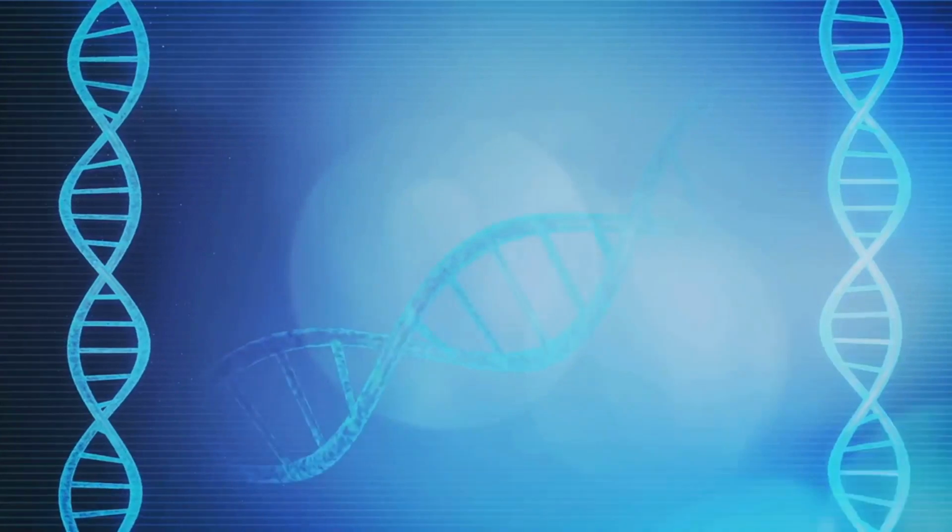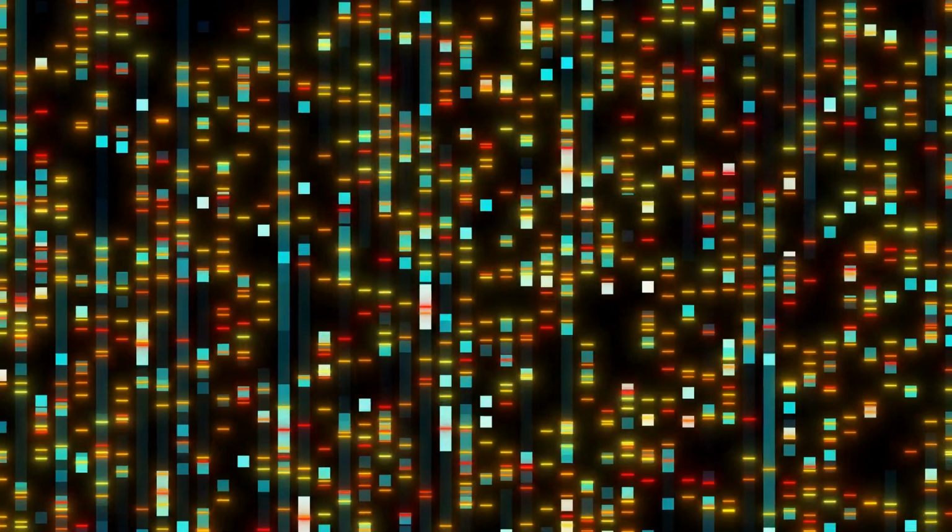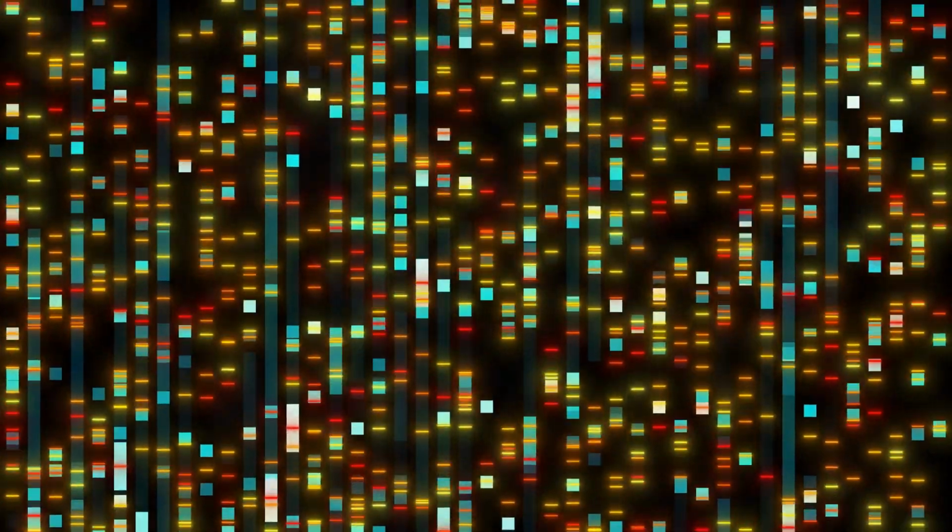Initiation. Transcription begins with the binding of an enzyme called RNA polymerase to a specific region of DNA called the promoter. The promoter sequence signals the start of a gene and provides the necessary information for RNA polymerase to recognize and bind to the DNA.